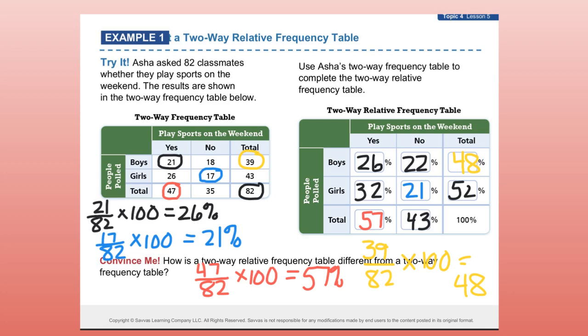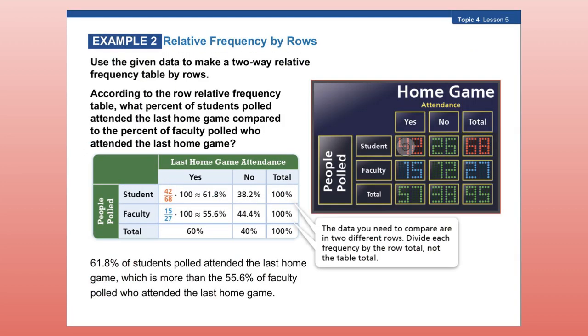And you can double check that you're right just by making sure that all your column totals and your row totals equal the correct number. So far, we have been calculating our relative frequency by comparing to the total, but we can also compare relative frequency by rows, and remember rows go this way.